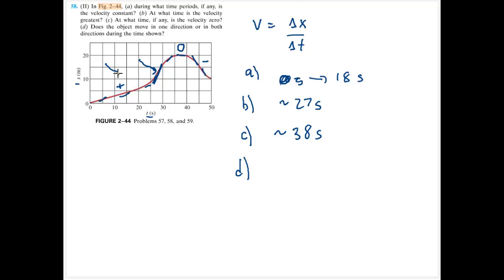Now it asks, does it move in one direction or both directions? Well, here it has a positive velocity. Here it has a 0 velocity, it's essentially stopped. And here it has a negative velocity, so it's traveling in the opposite direction. So it is going to move in both directions.